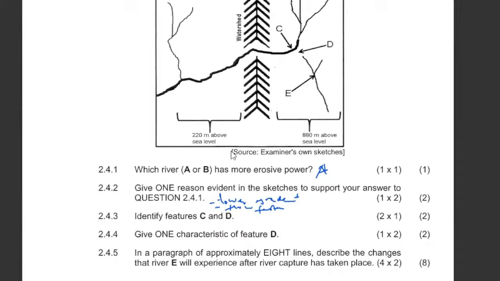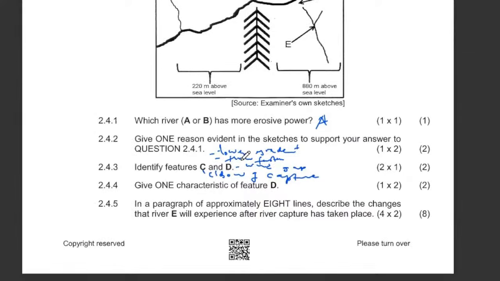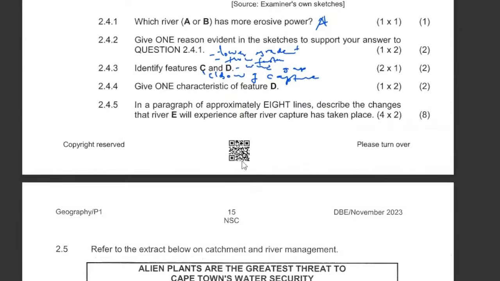Identify features C and D. C is the elbow of capture, and D is the wind gap. Give one characteristic of D. D, which is the wind gap, is an open space with no water, or occupied by wind.